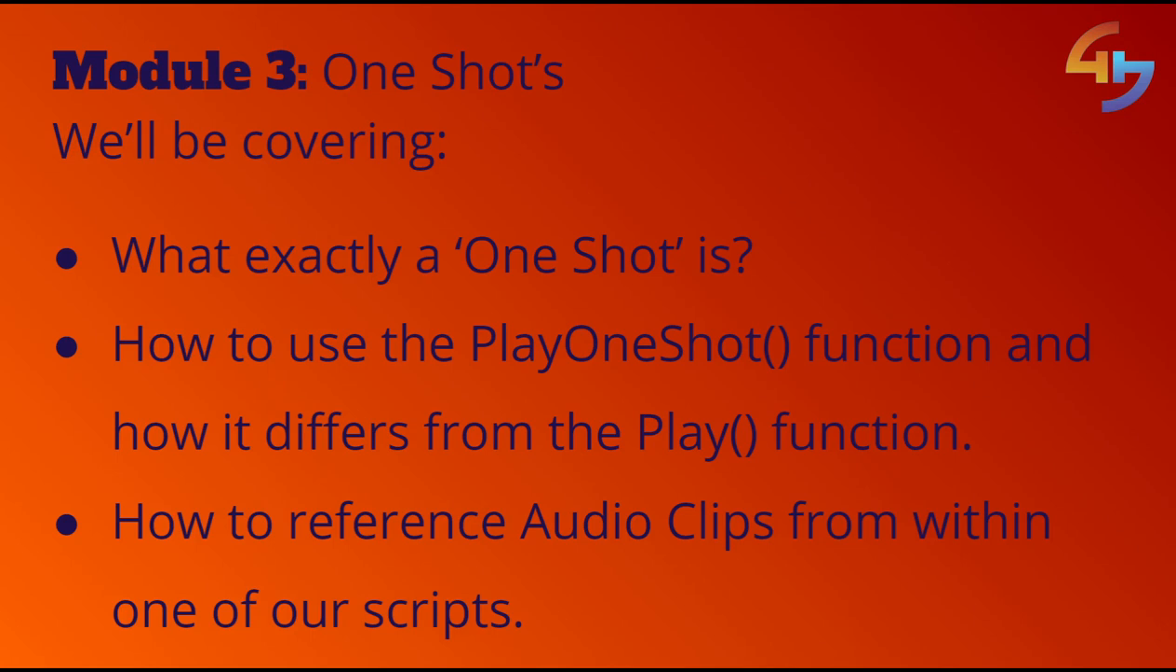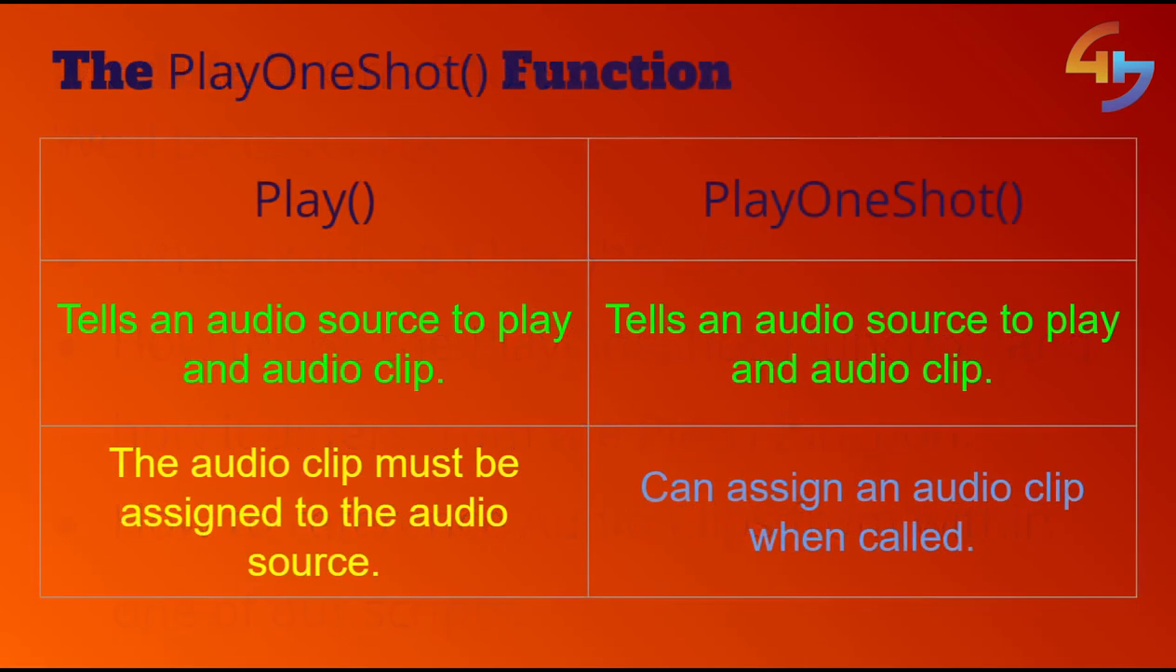So let's get started. So first off, what is PlayOneShot? Well, in Unity, PlayOneShot is a public function that is accessible to us through the audio source component like the Play function. And like the Play function, it is used to tell an audio source to play an audio clip. Unlike the Play function, the PlayOneShot function can actually assign an audio clip to the audio source at the moment it is used.